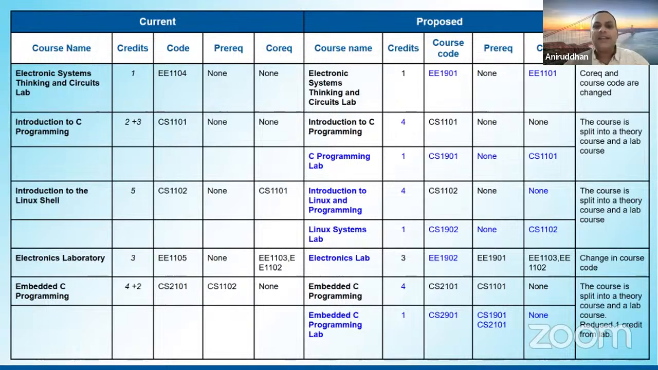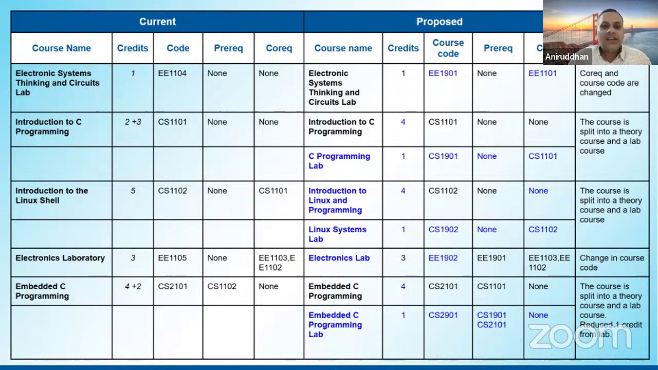A prerequisite means that you have to do that course first, before you do the current course. So in this case, we have just added the corequisite. In other words, you can do it together with ESTC. You are also welcome to do it in a succeeding semester.